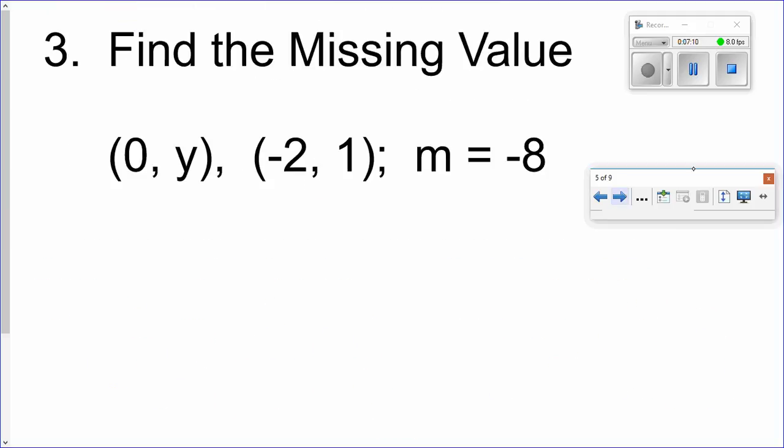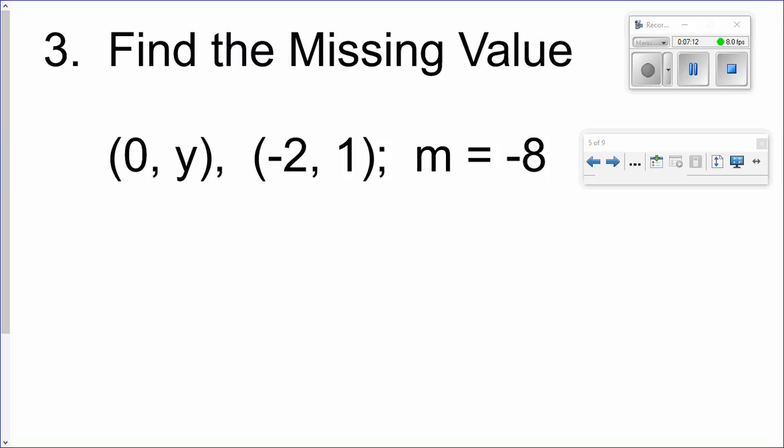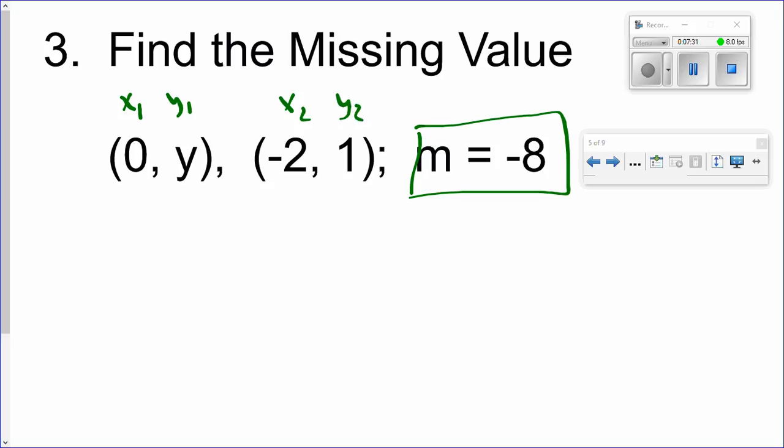Well, now I want to find the missing value, and this might be the most challenging problem that you have in all of this section. We've got my end slope. I know what the slope's going to be. I have 2 points, and I'm just missing one value right there. Well, let's label them x1, y1, x2, y2. If I wanted to find the difference between the x values and the y values, I could find the slope, the rise over the run.